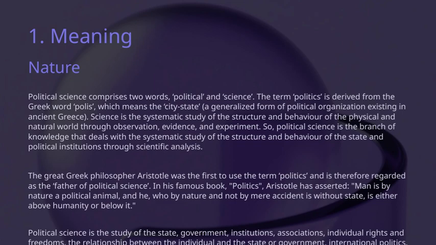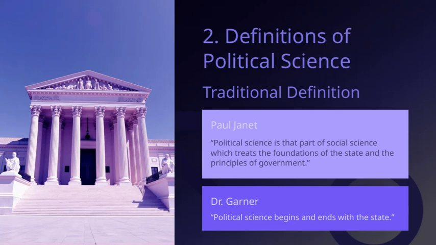It's an organized approach to understanding the complexities of political life, both within a specific country and in the international arena. When we talk about political science, it's often said that it begins and ends with the state. Dr. Garner emphasizes this by highlighting the central role the state plays in the discipline. Essentially, political science is focused on understanding the state, its structure, functions, and the principles that underpin it.